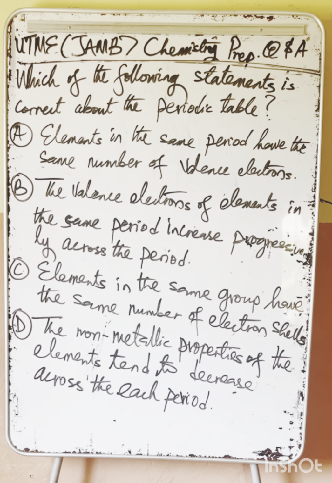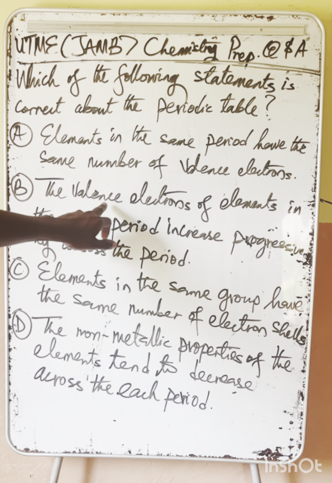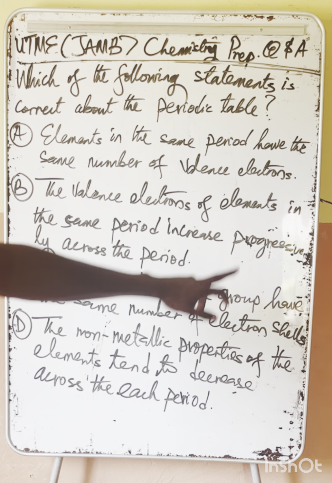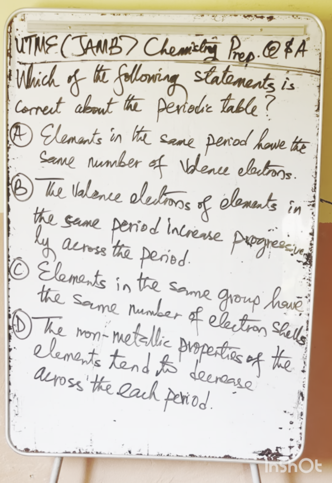So what am I trying to say? Across the period from left to right in the periodic table, you see that the group keeps increasing. And if the group is increasing, that is what they mean by that the valence electron, which determines the group, increases progressively. So number B is correct, but let's see other options why they are not correct.